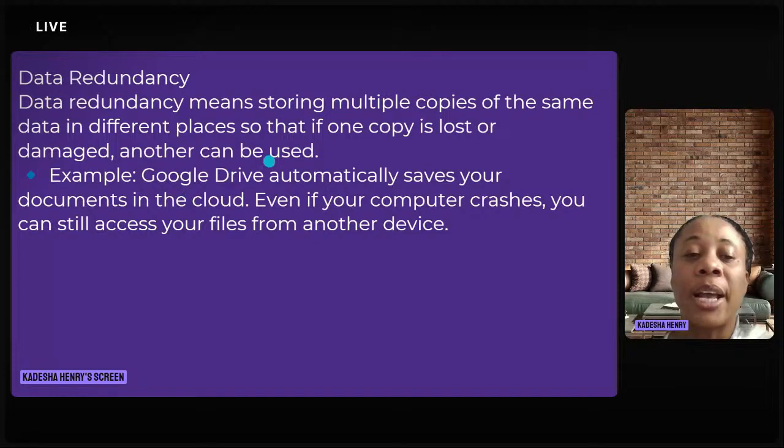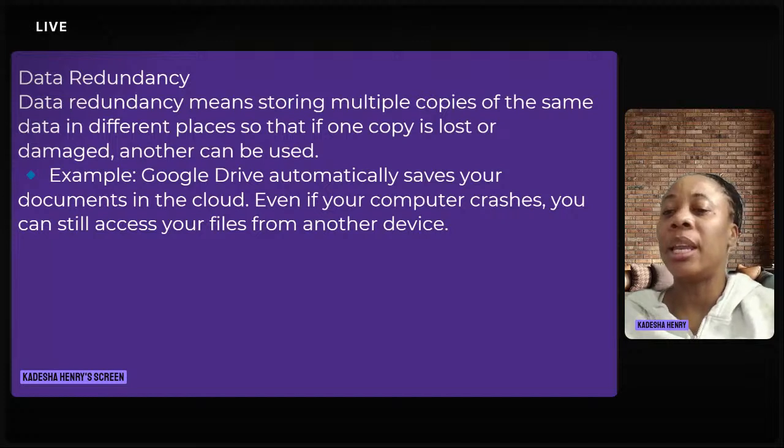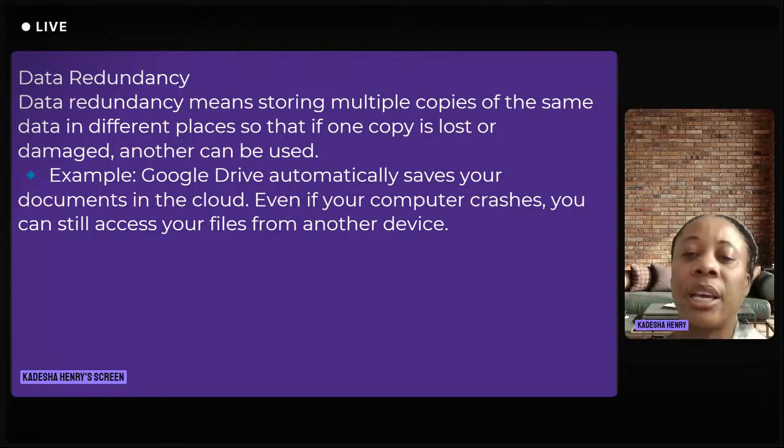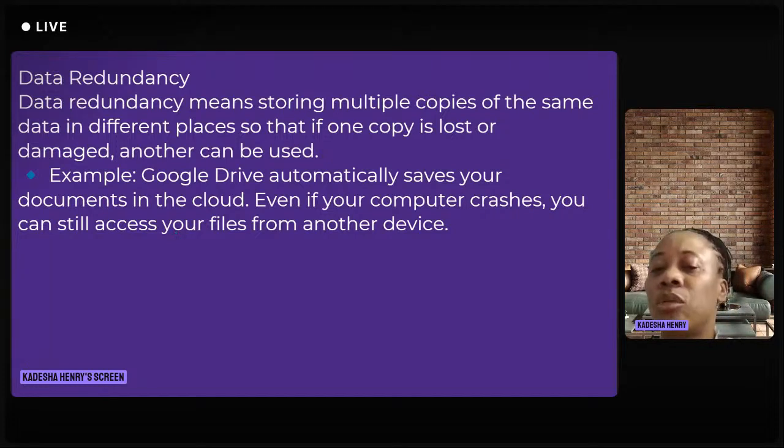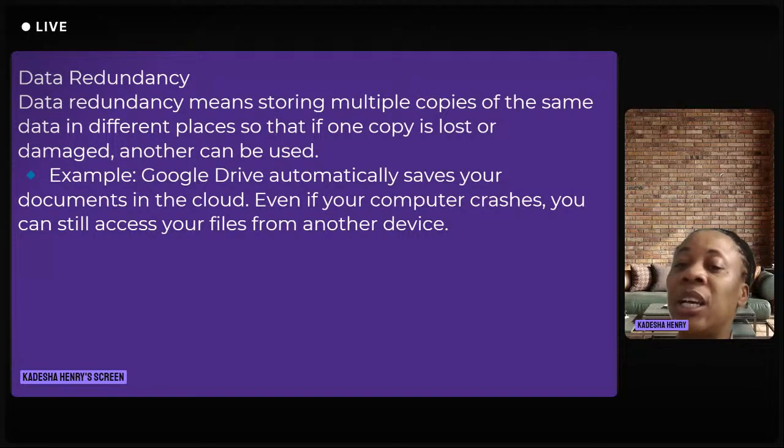Okay, so let's look at an example right here to bring out the meaning of what we're trying to say in data redundancy. Let's say you have a Google Drive, right? It automatically saves documents in the cloud. Even if your computer crashes, you can access your file from any other device. This is what we mean, because it is copied in multiple places.